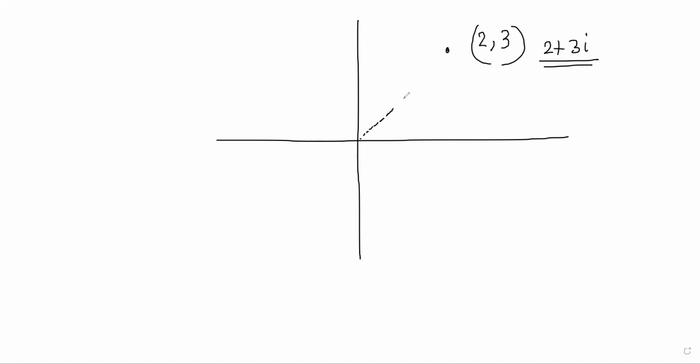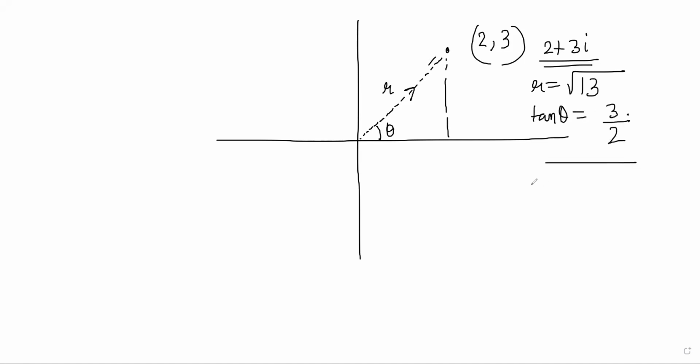In the polar form, r and theta, what is r and what is theta? R is this distance, e to the power i theta. So r will be root over 4 plus 9, which is root 13, right? And tan theta will be 3 by 2. So theta is tan inverse 3 by 2 and r is root 13.